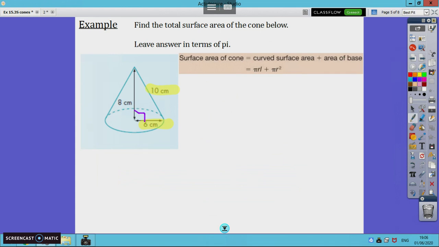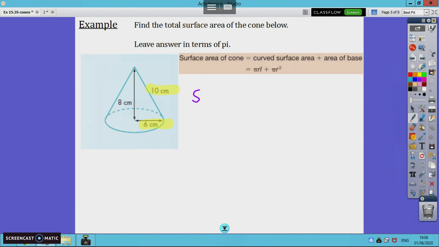You've got 8 centimetres, 6 centimetres and 10 centimetres. And that there, for those of you that have recognised that, is a Pythagorean triple. So you can see what you would have to do there if you were given the perpendicular height and not the slanted height. You would need to use Pythagoras. Thankfully for this one, we don't need to do that. So let's have a look.